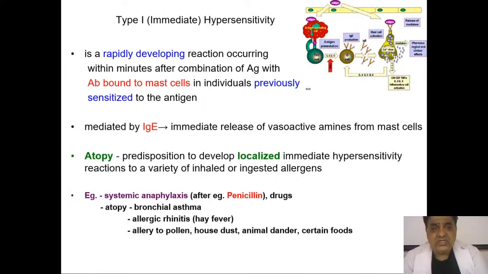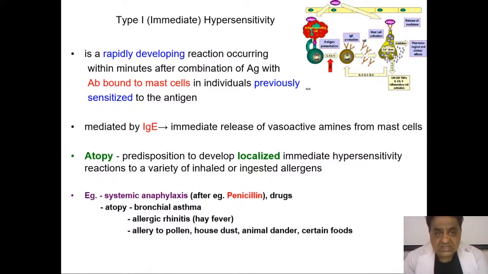Type 1 hypersensitivity is a rapidly evolving reaction occurring within minutes after combination of an antigen with an antibody bound to mast cells in a previously sensitized individual. Now, if you have, for example, an allergy to penicillin, in the first exposure nothing may actually happen. But on a re-exposure, what happens?